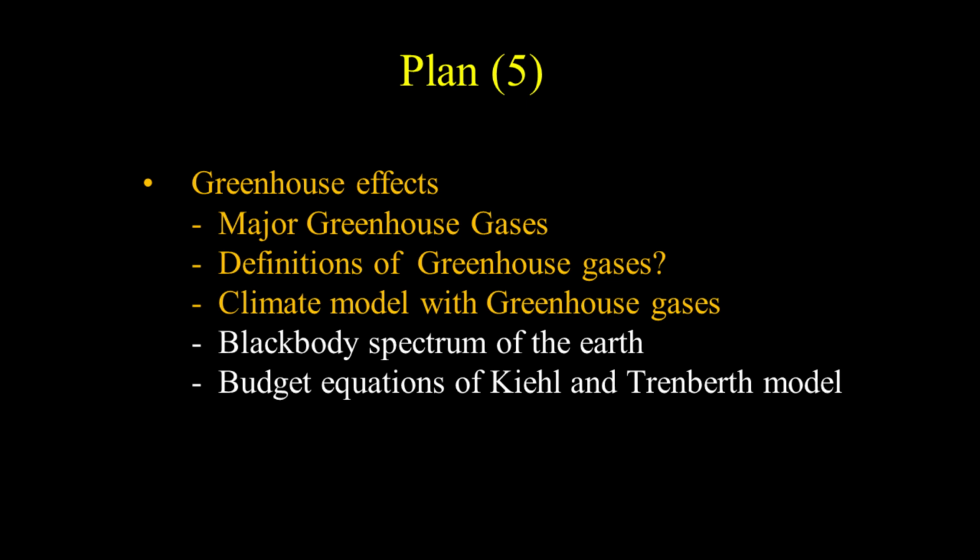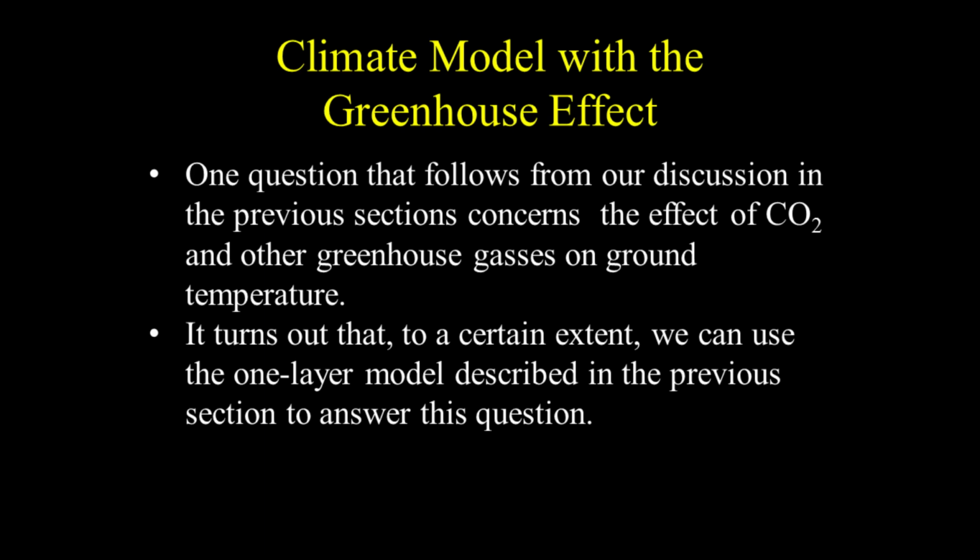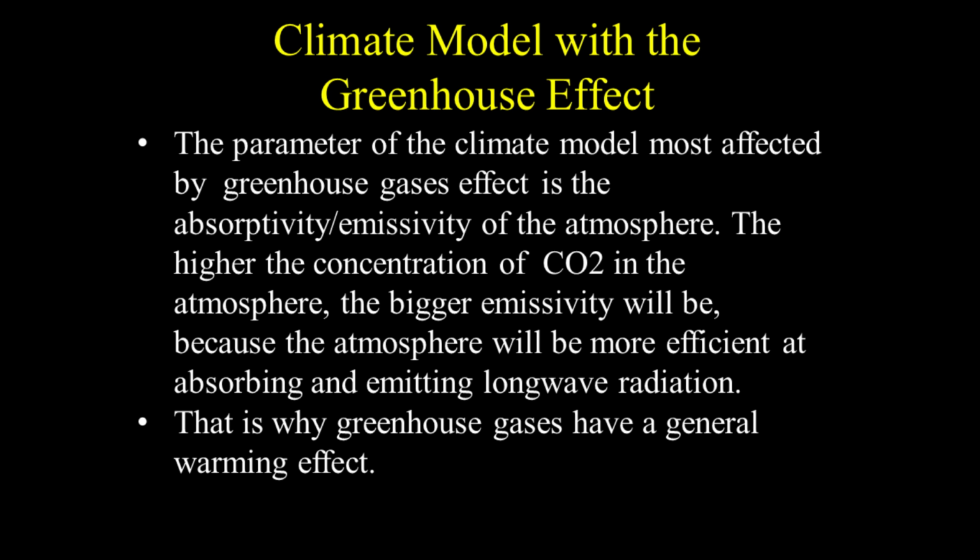Let's talk about the climate model with greenhouse gases. One question that follows from our discussion in the previous section concerns the effect of carbon dioxide and other greenhouse gases on ground temperature. It turns out that, to a certain extent, we can use the one-layer model described in the previous section to answer this question. The parameter of the climate model most affected by greenhouse gas is the absorptivity and emissivity of the atmosphere. The higher the concentration of carbon dioxide in the atmosphere, the bigger the emissivity will be, because the atmosphere will be more efficient at absorbing and emitting long-wave radiation. That is why greenhouse gases have a general warming effect, as shown in the following picture.